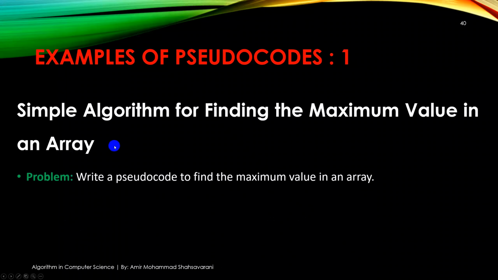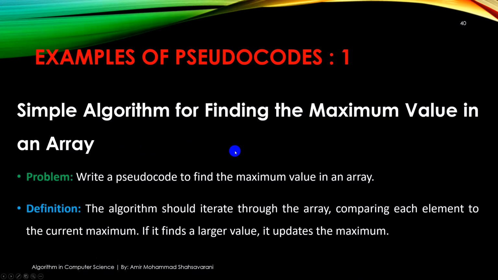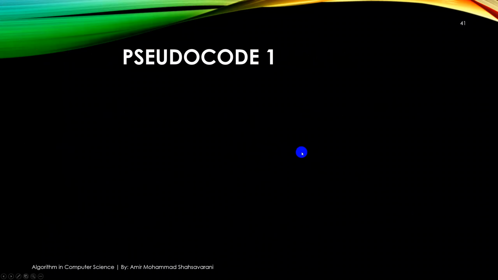The problem: write a pseudocode to find the maximum value in an array. So the definition would be: the algorithm should iterate through the array, comparing each element to the current maximum. If it finds a larger value, it updates the maximum. So simple. Okay, how can we write it in pseudocode?